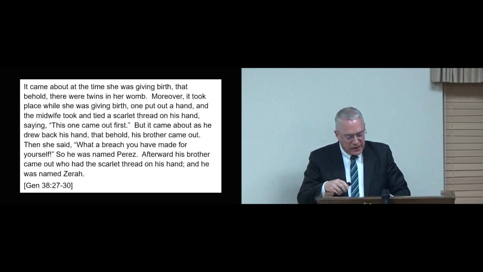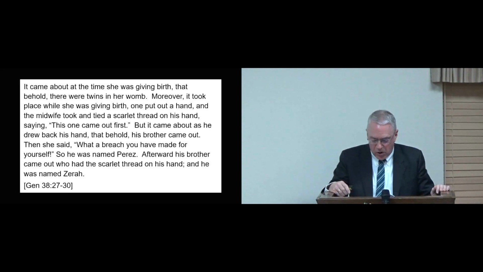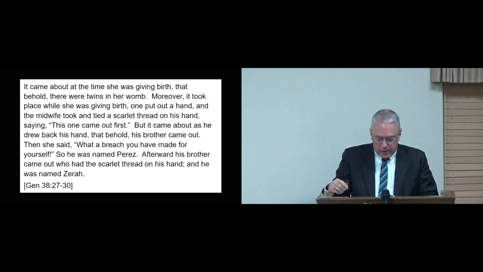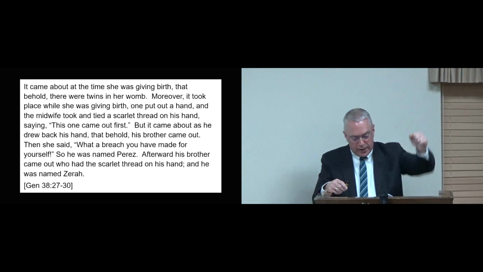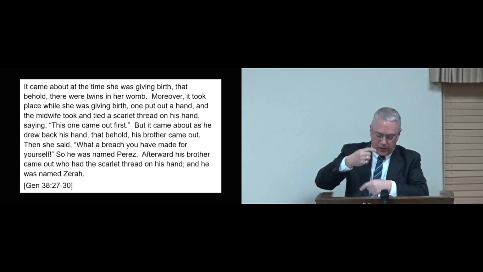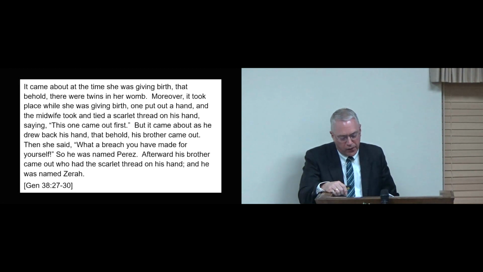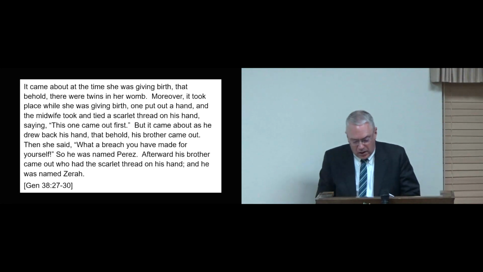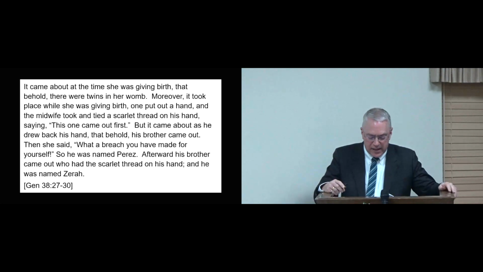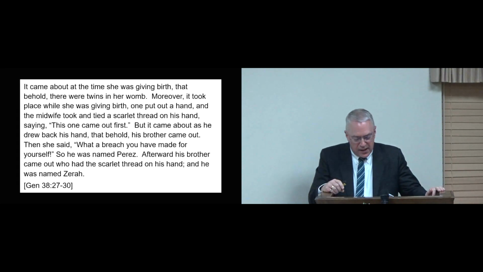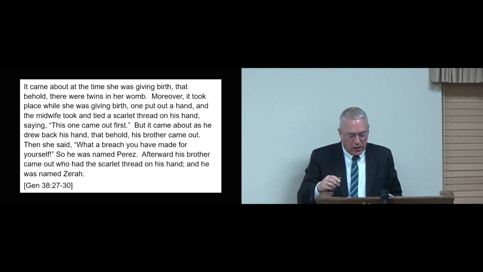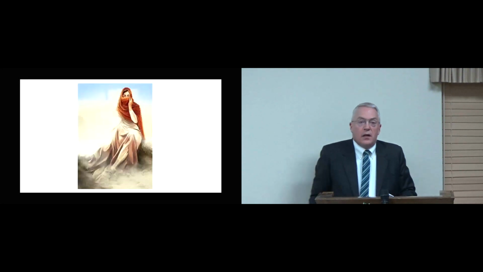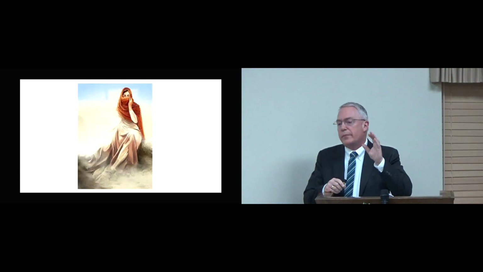Now, it came about at the time that Tamar was giving birth, that behold, there were twins in the womb. Moreover, it took place that while she was giving birth, one put out a hand, and the midwife took and put a scarlet thread on the hand, saying this one came out first. But he drew it back, and behold, the brother came out. So she says, oh, what a breach you have made. And he was named Perez, which means break out. Afterward, his brother came out, had the scarlet thread, and he was named Zerah. So, hidden figure number one, Tamar.